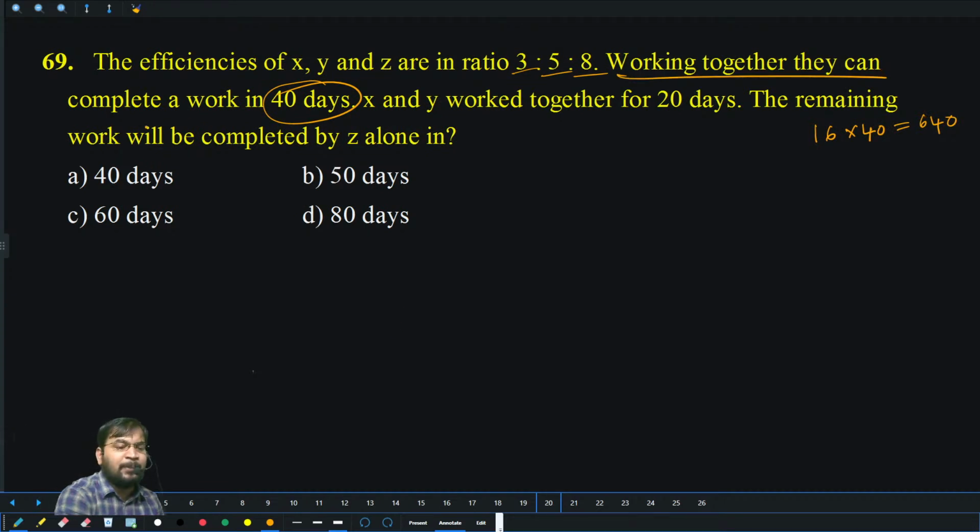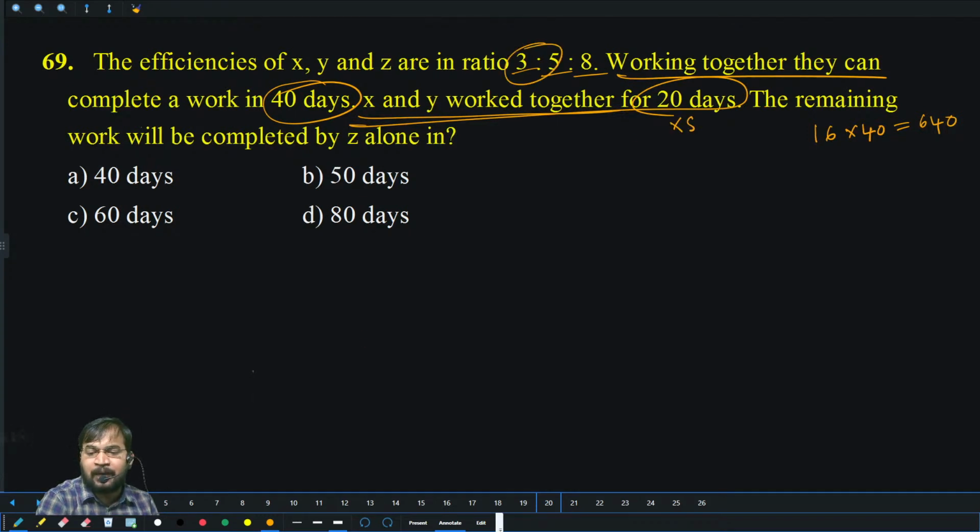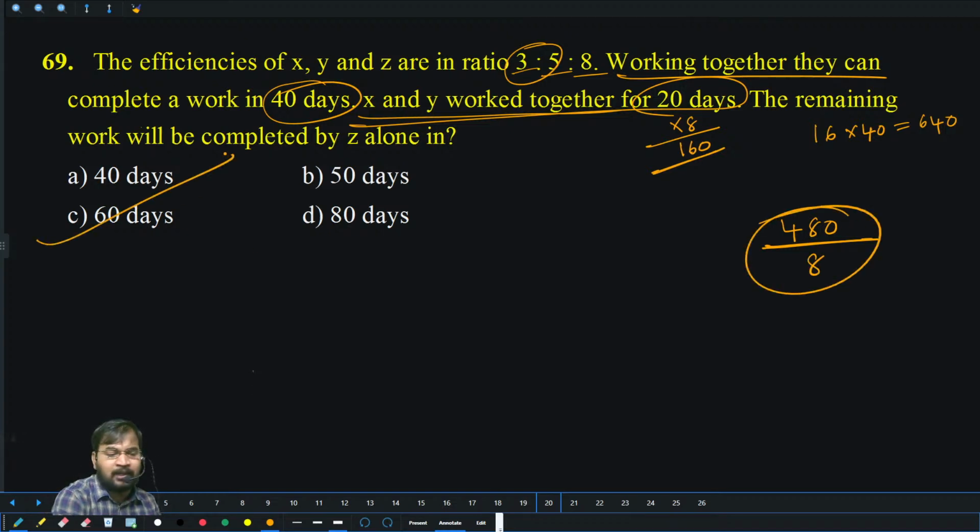Working together they can complete a work in 40 days. X and Y work together for 20 days. X and Y's 1 day work is 8, so 20 days is 160. If you subtract 160 from 640, the remaining work is 480. That remaining work is done by Z. Z's 1 day work is 8, so it will take 480 by 8, which is 60 days. Your answer will be 60.